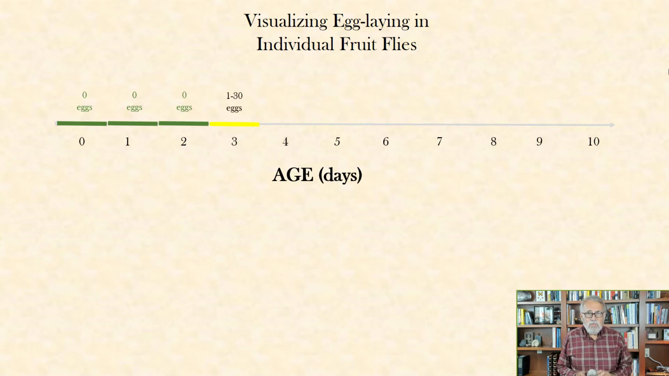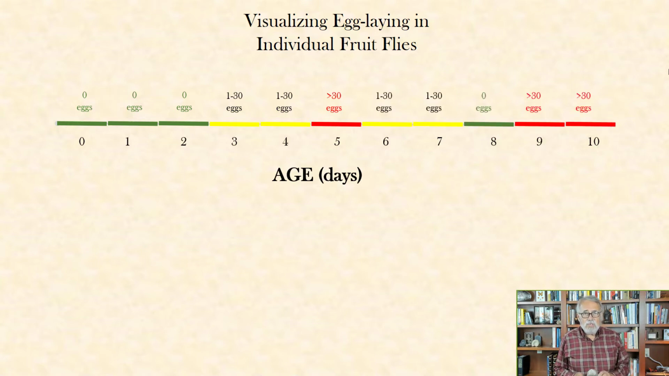Then at age 3 days she lays between 1 and 30 eggs, and we color-code this level of egg laying in yellow. Likewise on day 4 her egg laying level is between 1 and 30 eggs, and then on day 5 she lays over 30 eggs and we color-code that red. We continue the color coding process through day 10 for this particular fly.